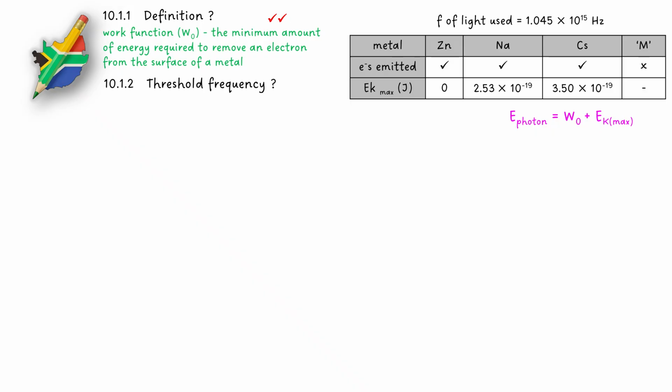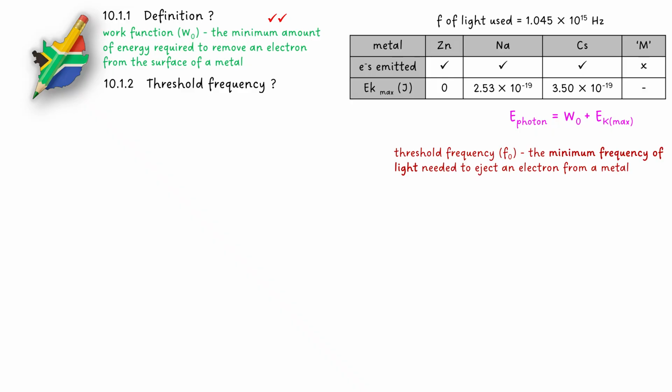Next, we must give zinc's threshold frequency. The threshold frequency is the minimum frequency of light needed to eject an electron from a metal. At the threshold frequency, the maximum kinetic energy of an emitted electron is 0 joules. Because the maximum kinetic energy is 0 joules, the electrons are being emitted with just enough energy to escape. Therefore, the frequency of light used is exactly equal to the threshold frequency.